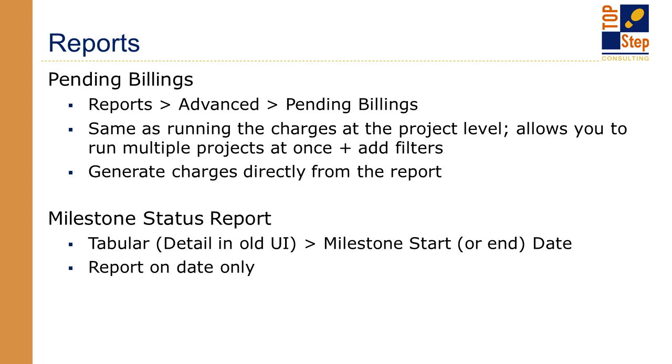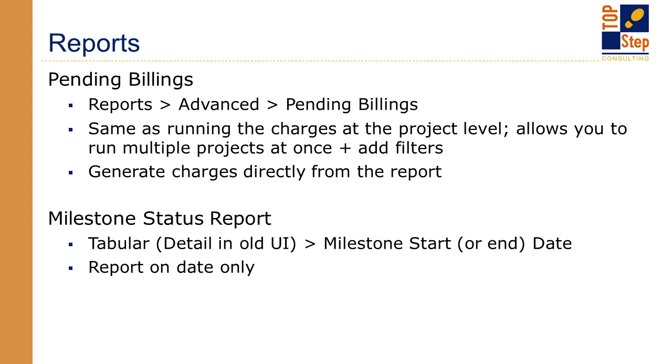What you could do, and you can certainly set filters in here, is when you run the pending billings report, you can see what is queued up to bill out for every project, or every project with the filters that you have selected. And then there's an option within that report to generate your charges right from that, so you don't have to go into individual projects and run charges from there. This allows you to do everything in bulk on some sort of scheduled or regular basis that you need to.